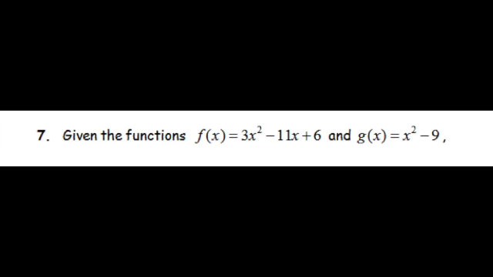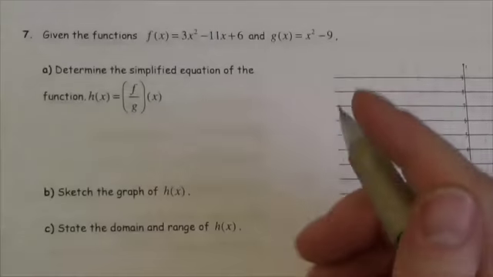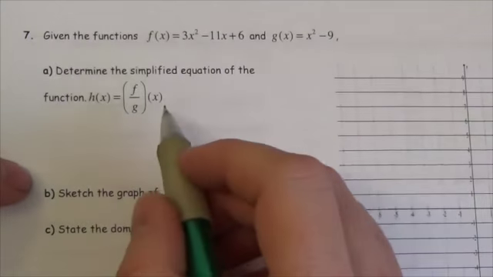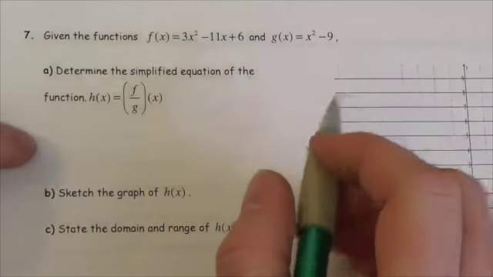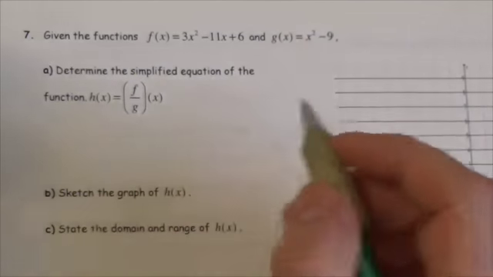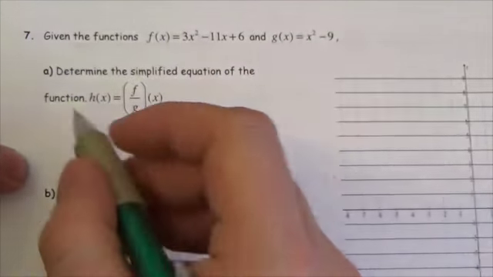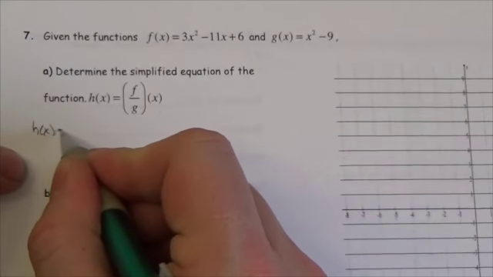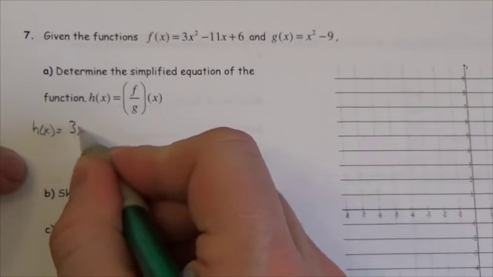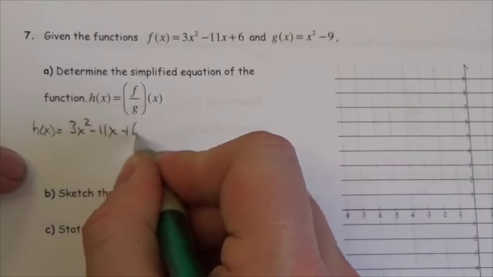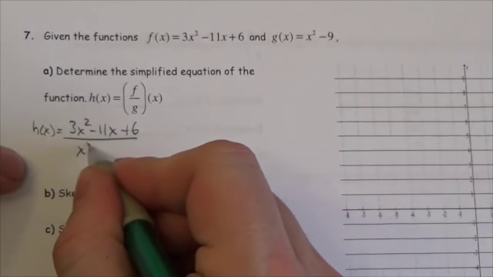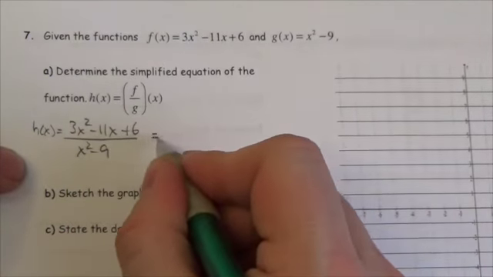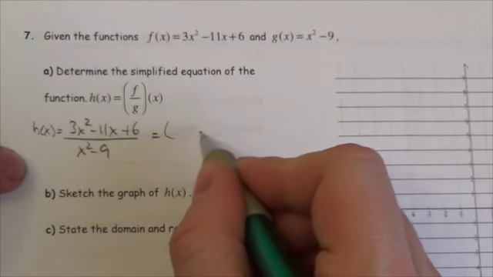Given the functions f of x equals 3x squared minus 11x plus 6, and g of x is equal to x squared minus 9, find the following. Okay, there's a bunch that they want us to do here. So we've got the functions for f and g here. We want to determine a simplified expression for f divided by g. Okay, so h of x is going to be equal to f, 3x squared minus 11x plus 6, divided by x squared minus 9. Now, this is going to be equivalent to, let's factor this.